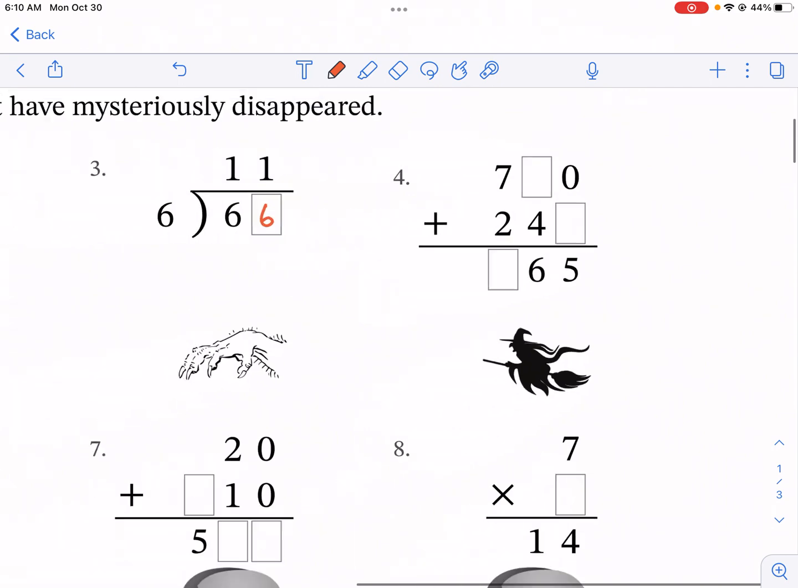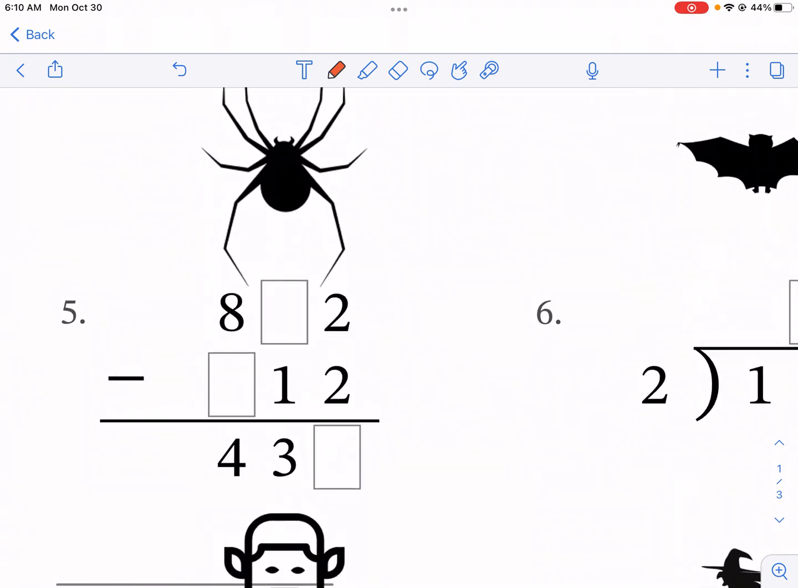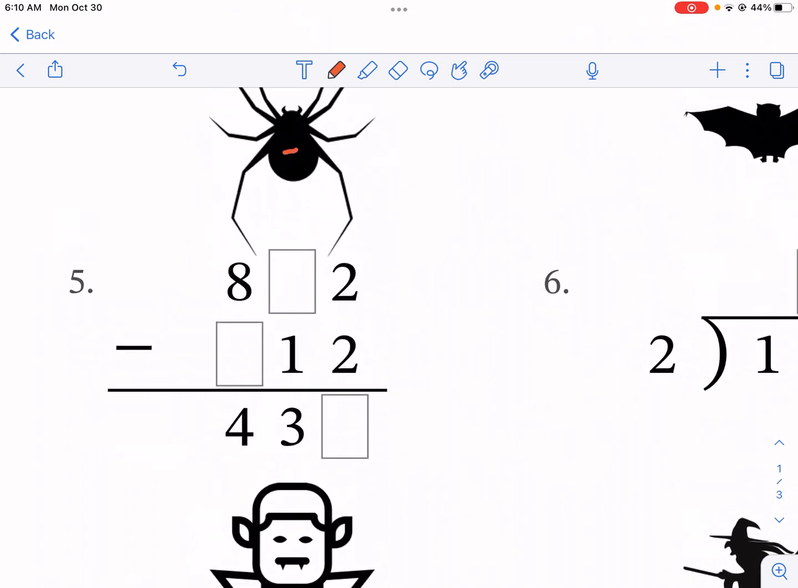All right, moving on to, we already did some addition. Let's move on to some subtraction. Underneath this scary spider here, it looks like a black widow. I'm going to help it out. All right, there we go. Now it's a black widow.